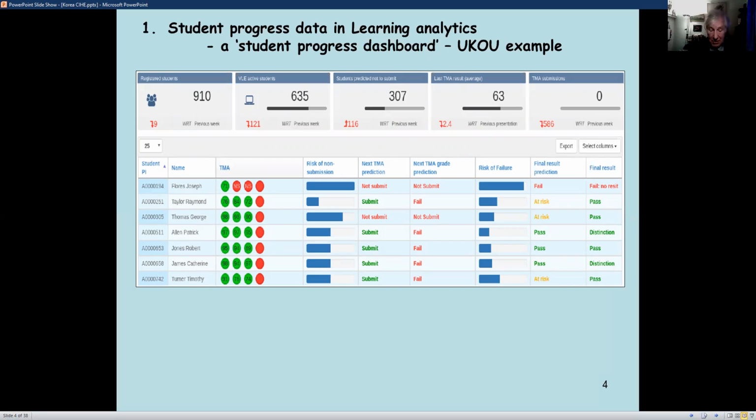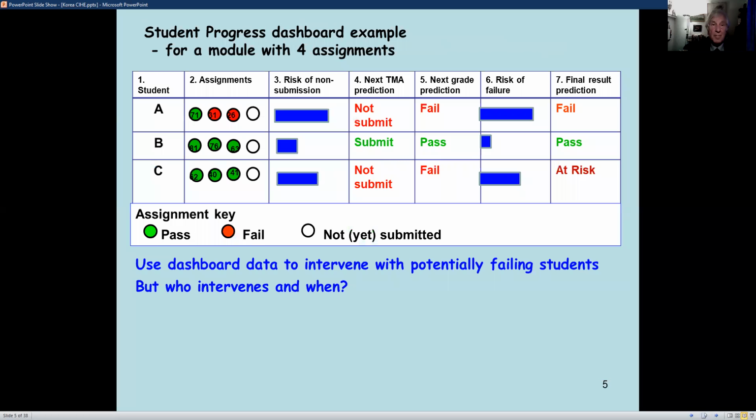I've taken this from a UK Open University module. The data is displayed visually on what's called a student progress dashboard. This is a screenshot of a dashboard, and it's not particularly clear, so I've made up a clearer example. This dashboard is for a module that has 4 assignments.